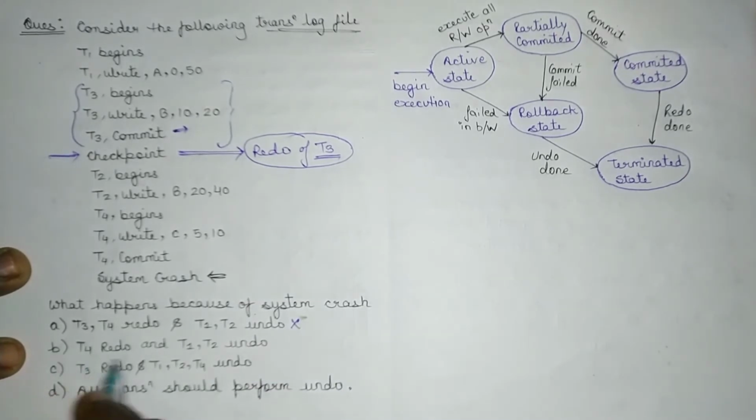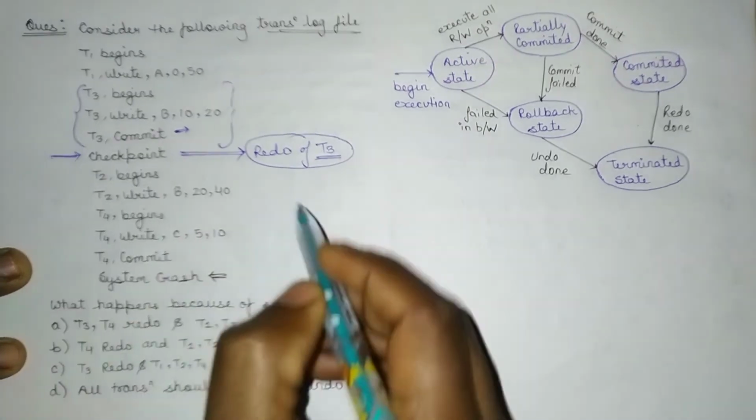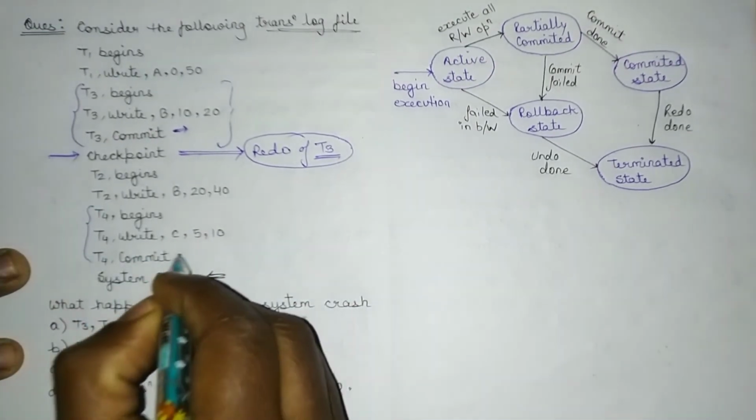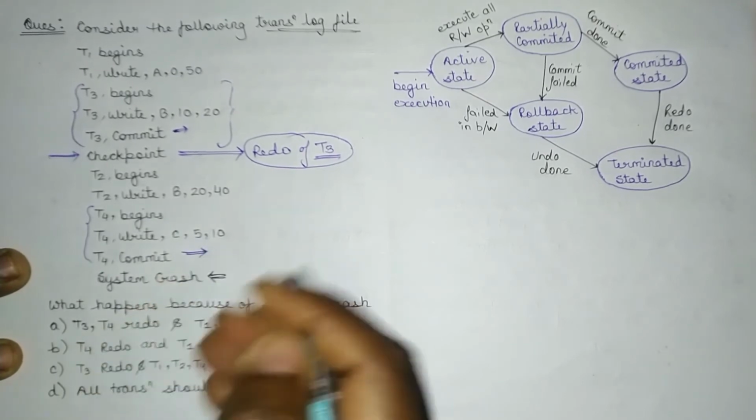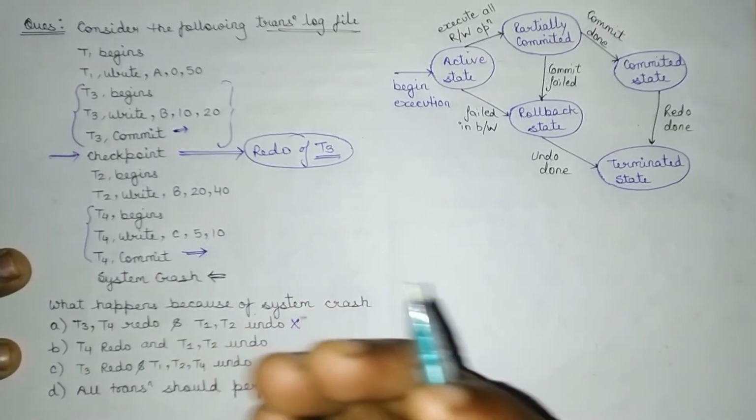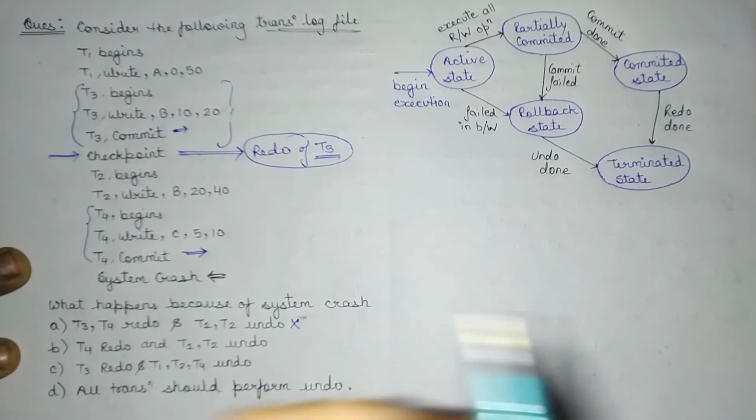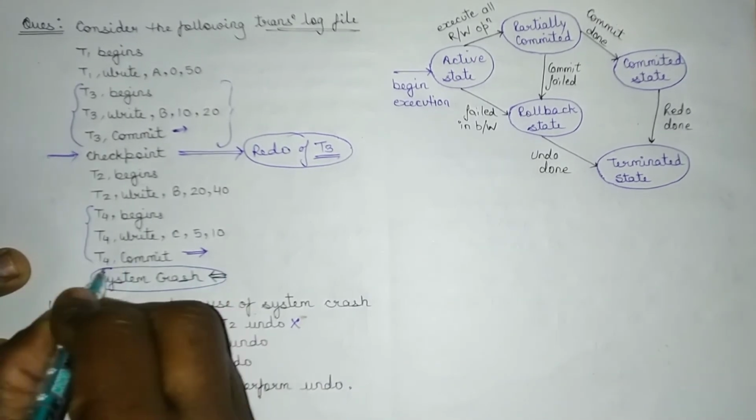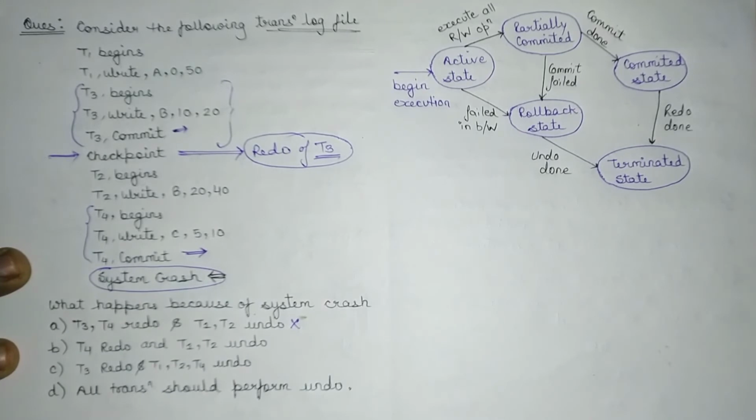B is T4 redo and T1 T2 undo. So here you can see that T4 has been committed, and after commit, if there is any checkpoint then it will be redone, and if there is no checkpoint then at system crash we will apply the crash recovery, and at the time of crash recovery T4 redo will happen. So T4 redo is the right one.